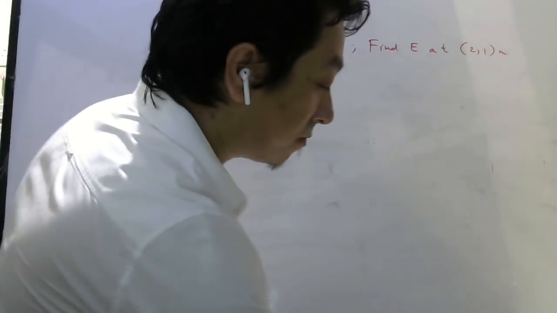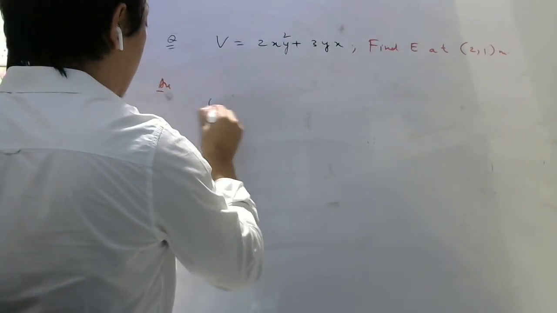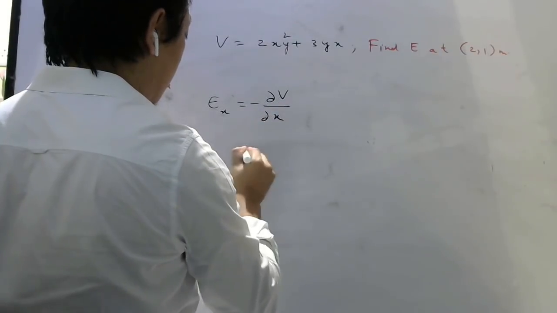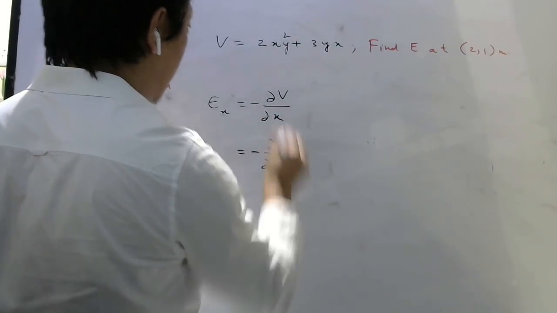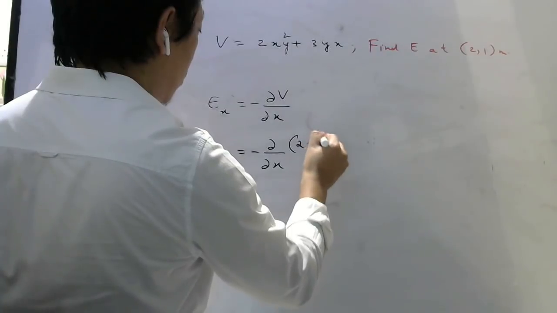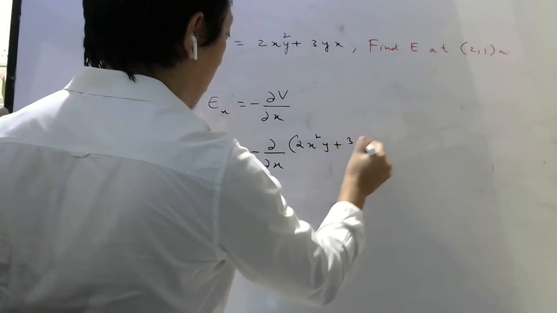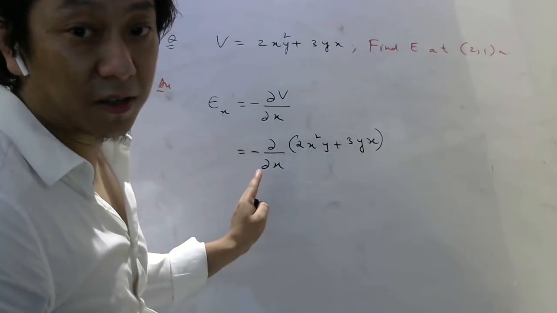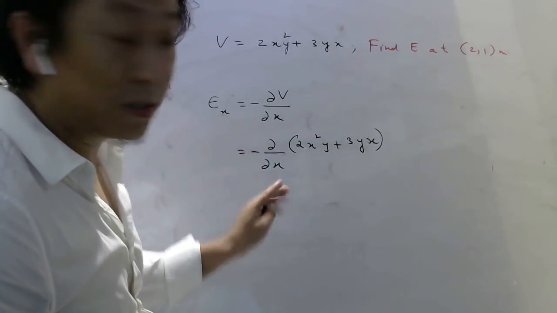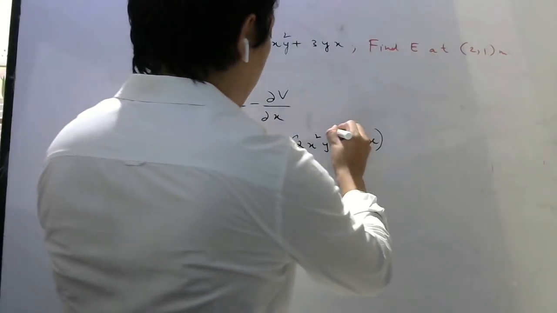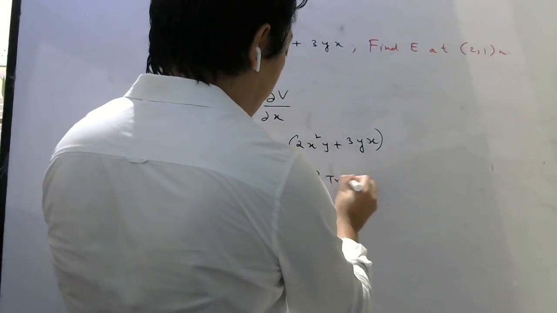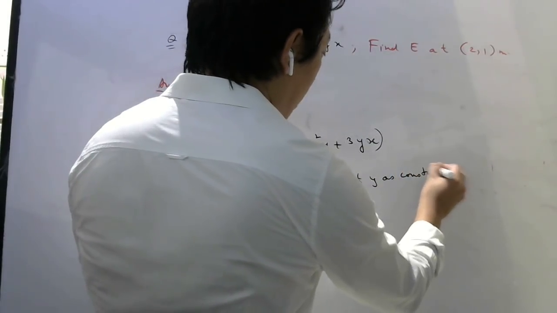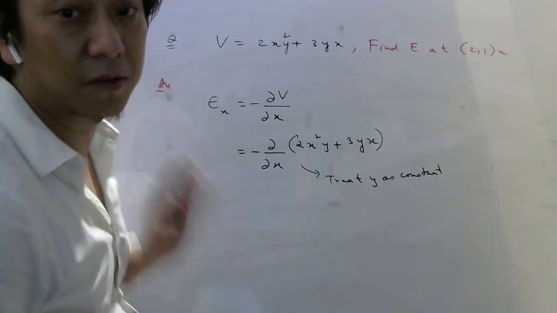First you find Ex. So Ex, how will you find? I told you, minus del V by del x. So substitute your V, 2x square y plus 3yx. Now when you take the differentiation with del, if you take differentiation with respect to x, then you treat y as constant.